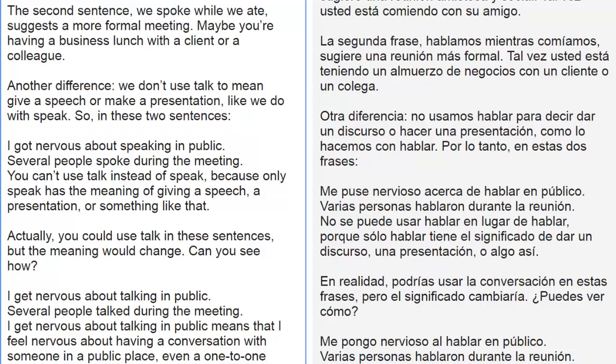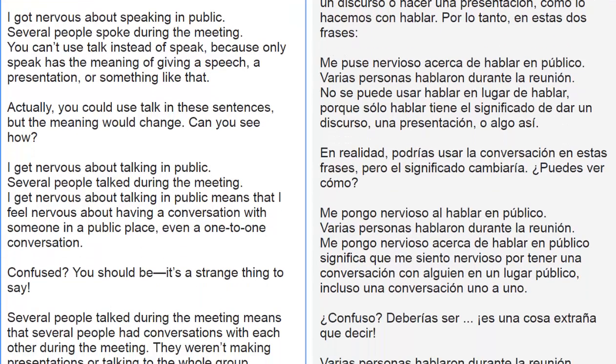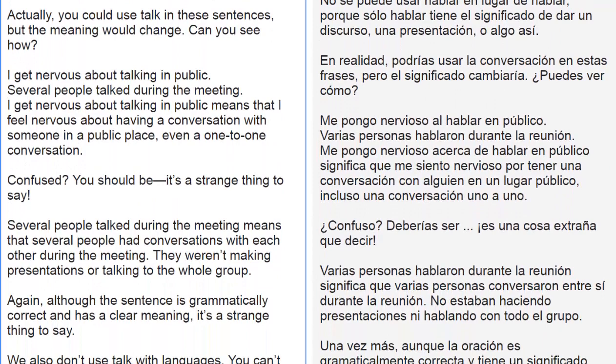Another difference, we don't use talk to mean give a speech or make a presentation like we do with speak. So in these two sentences, I got very nervous about speaking in public. Several people spoke during the meeting. You can't use talk instead of speak, because only speak has the meaning of giving a speech, a presentation, or something like that. Actually, you could use talk in these sentences, but the meaning would change.